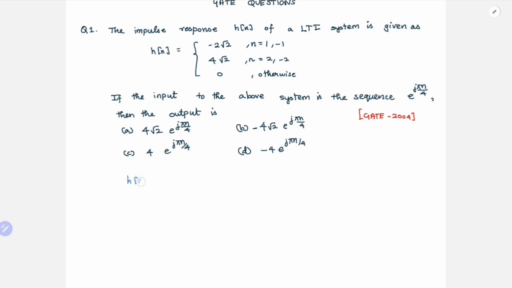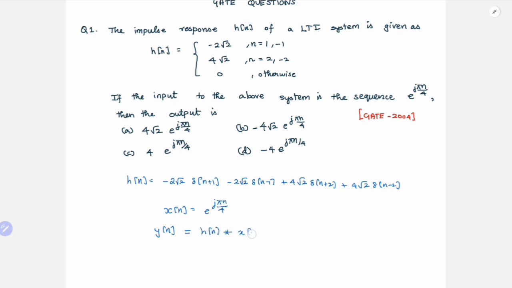So your h of n, I can write in terms of delta function since it is only valid for 4 values. So it will be minus 2 root 2 delta of n plus 1 minus 2 root 2 delta of n minus 1 plus 4 root 2 delta of n plus 2 plus 4 root 2 delta of n minus 2. And my x of n is e power j pi n by 4. So my output will be convolution of these both. So h of n convolved with x of n.